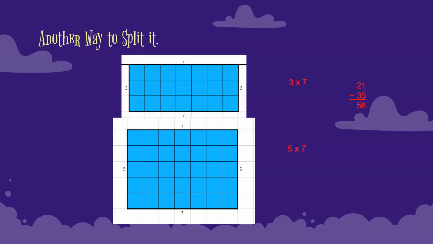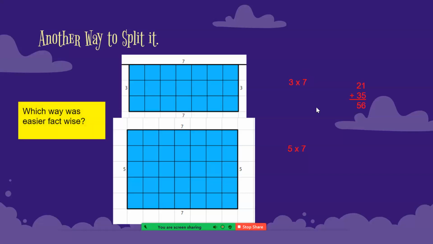Students aren't always going to know their 8's, right? But if they know their 5's and they know their 3's and we can put those together, then they really do know their 8's. So that's one way of knowing our facts. And we're teaching it conceptually with manipulatives. Oh, we're going to use a lot of manipulatives this week, aren't we? Which way was easier fact-wise for you? Totally depends on you, right? And the facts that you know.